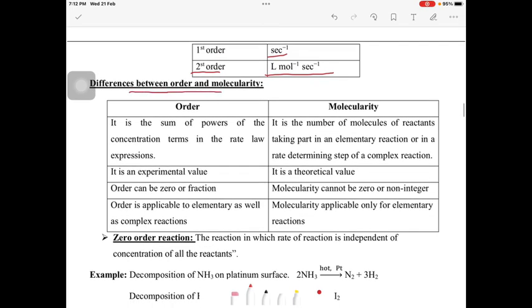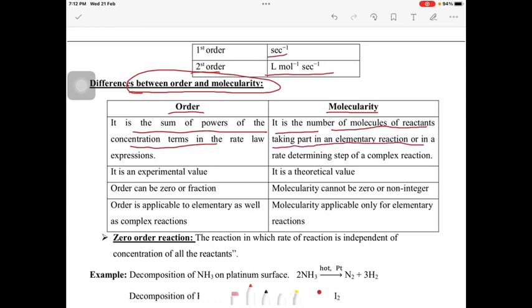Differences between order and molecularity. Order is the sum of the powers of concentration of the reactants in the rate law. Molecularity is the number of molecules of reactants taking part in an elementary reaction in the rate determining step of a complex reaction. Order of reaction is an experimental value.